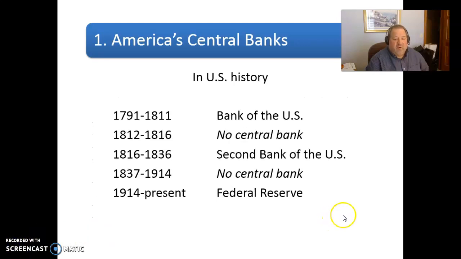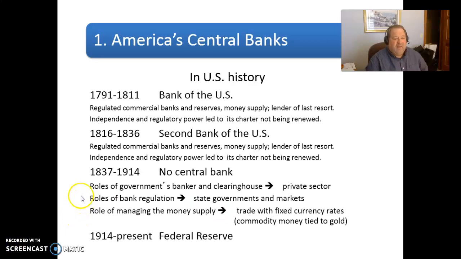When you read the chapter, you will learn the history of the central bank in the United States. And I think it's interesting to note that between 1837 and 1914, there was no central bank. But since 1914, the Federal Reserve has been the central bank of the United States. During that time period when there was no central bank, the role of the government's banking and clearinghouse was delegated to the private sector, and bank regulation fell to the state governments. Money supply was basically governed by supply and demand, with commodity money tied to gold.